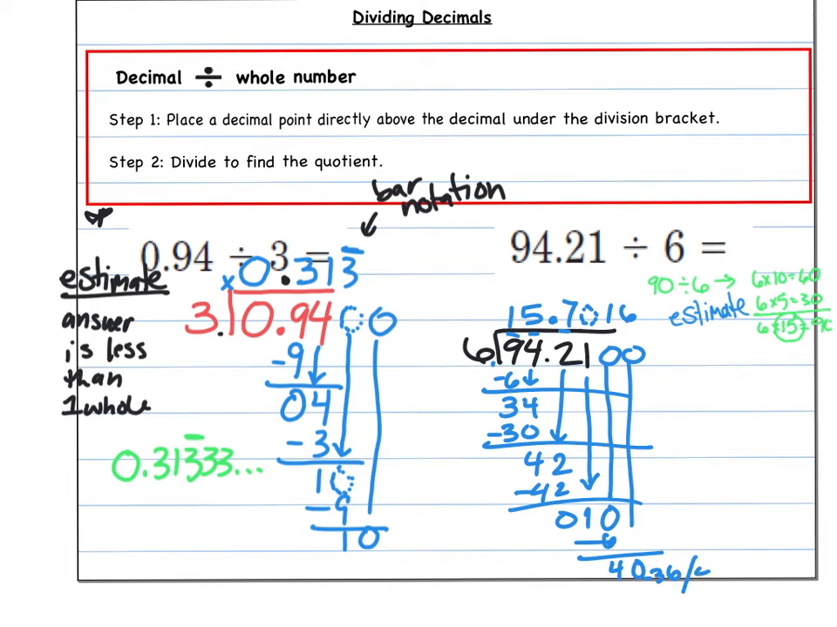I'm running out of room here. 4 left over. So that 4 tells me I'm going to continue getting 4 remainders, which means that 6 is going to repeat. So my quotient here was 15.7016 ten-thousandths with that 6 repeating. So I use the bar notation.